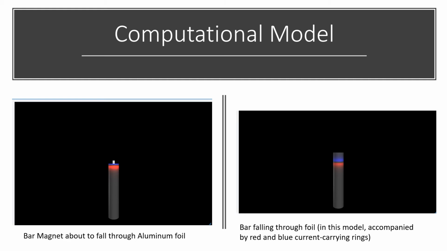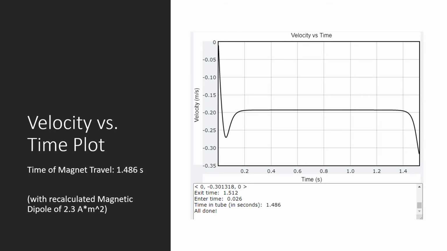In my computational model, we have two photos derived from running my actual code. One is captured when the bar magnet is about to fall through the aluminum foil, and one when the bar magnet is actually falling through the foil, and this model is accompanied by red and blue current-carrying rings. And here we have the velocity versus time plot. The time of magnet travel was mapped out to be 1.48 seconds, and this is with my recalculated magnetic dipole moment of 2.3 ampere meters squared.